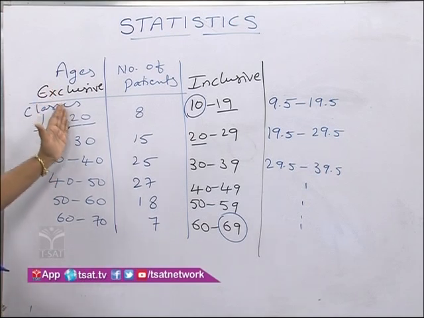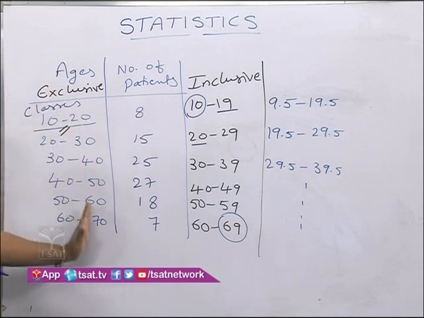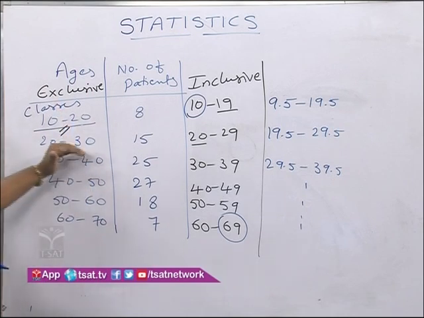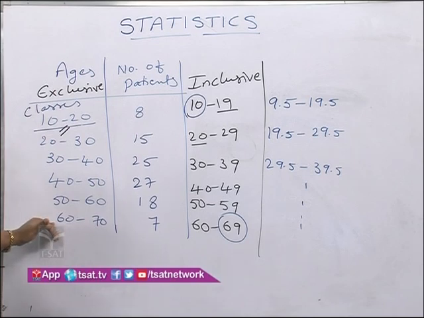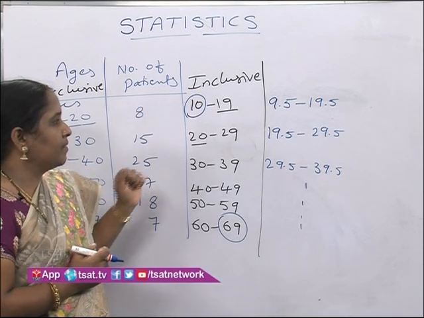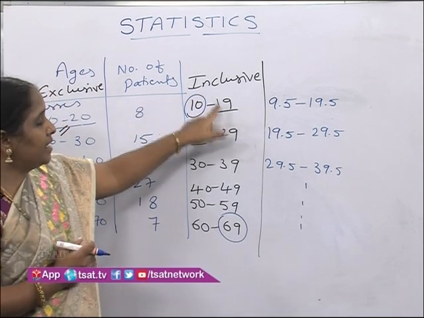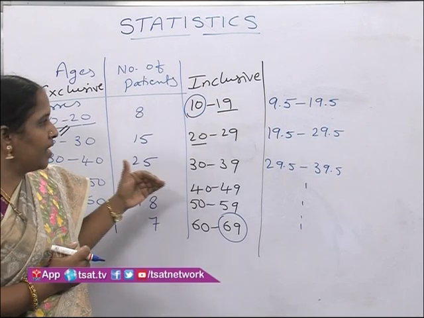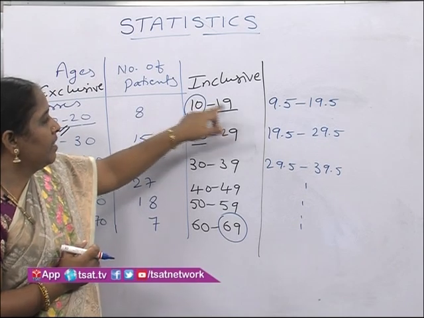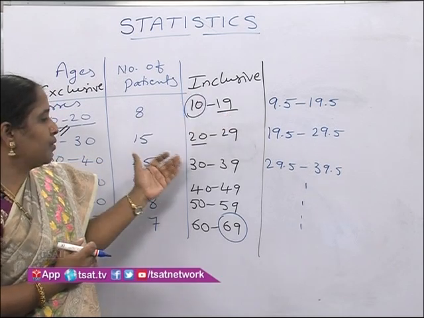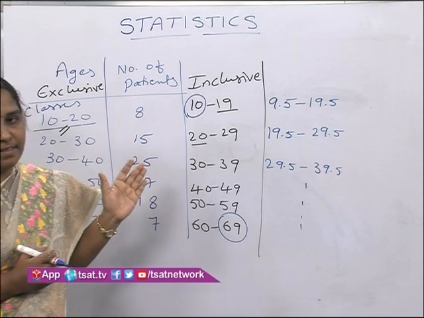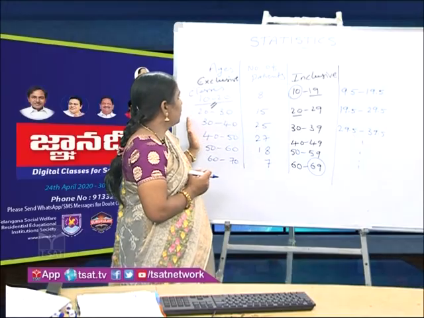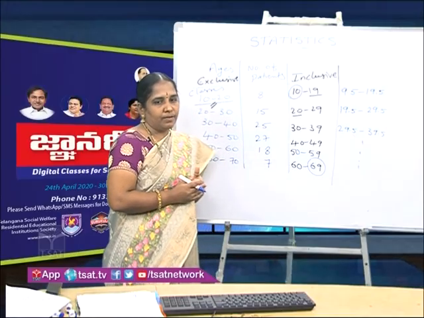And for all the classes, the upper limits are excluded in that particular class and added in the next class. Okay, that's why these classes are exclusive. Whereas in the inclusive classes, what do we do? The upper limit is included in this particular class. We are not excluding it. We are taking 10 to 19 and the next value 20 goes to the next class. Okay, so this is how we define exclusive and inclusive classes.